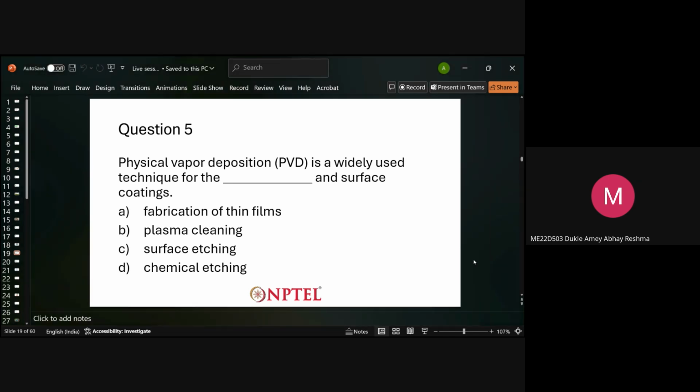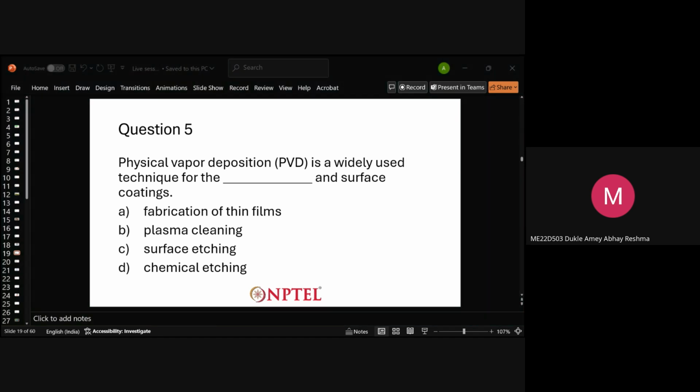So yeah, next. PVD is a widely used technique for dash, surface coatings, fabrication of thin films, plasma cleaning, surface etching, or chemical etching. So any guesses?